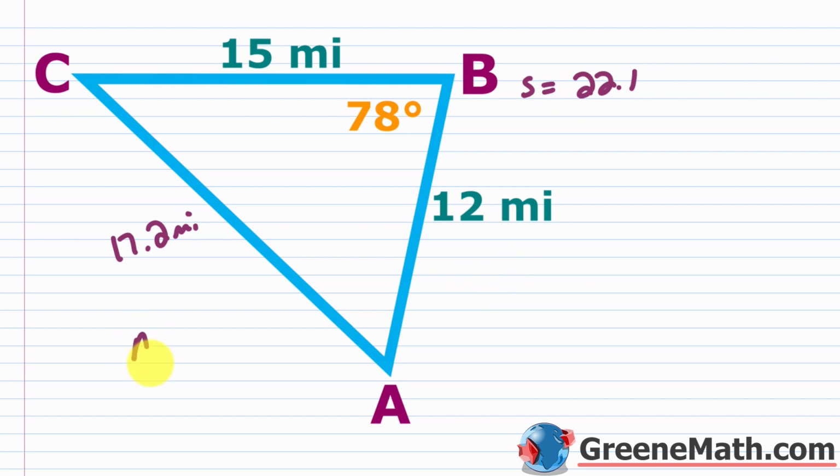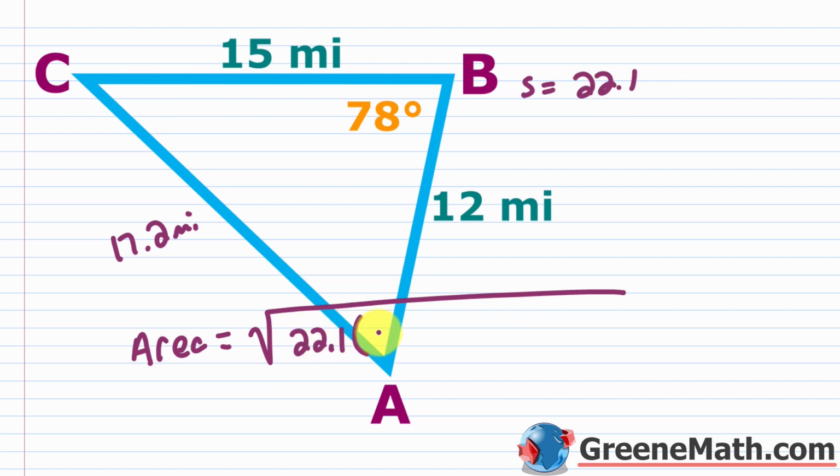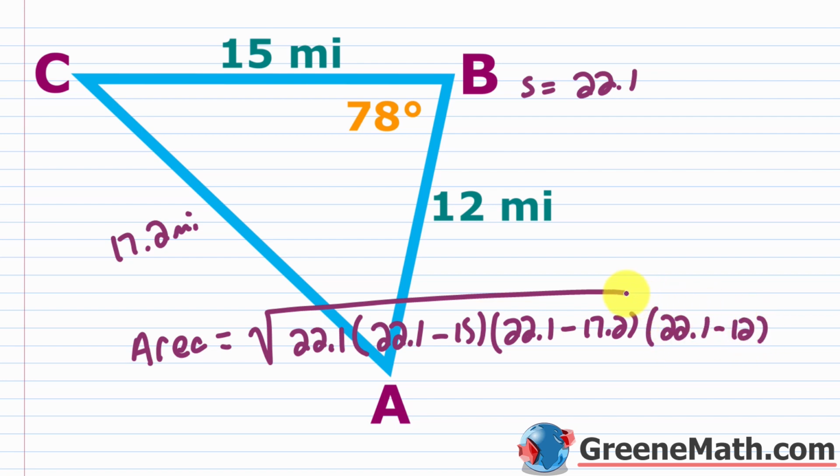So then for the area, this is going to be equal to, again, the square root of, you're going to take this guy, so 22.1, and then times 22.1 minus your A, so that's 15, forget about the units, and then times 22.1 minus your B, that's going to be 17.2, and then times your 22.1 minus your C, which is going to be 12. Let's key this into the calculator, and again, I get about 88, rounding to the nearest tenth.